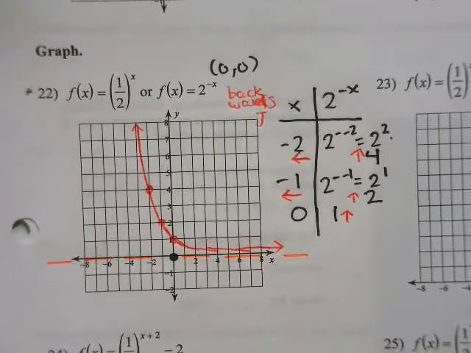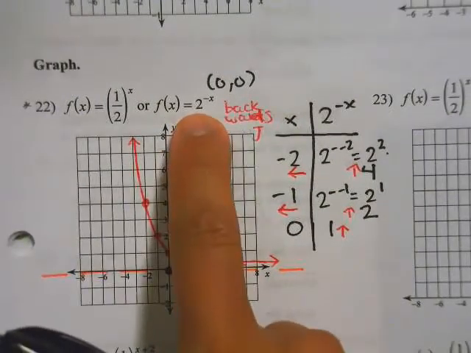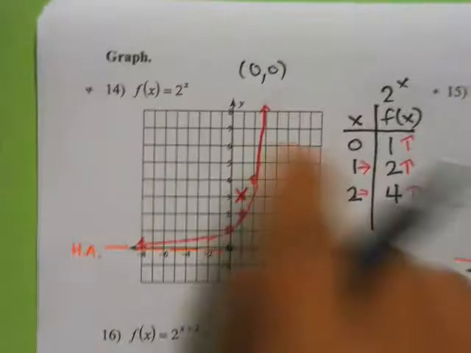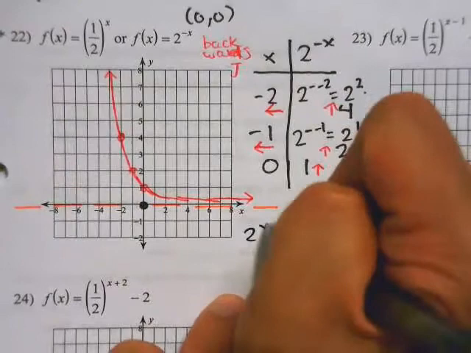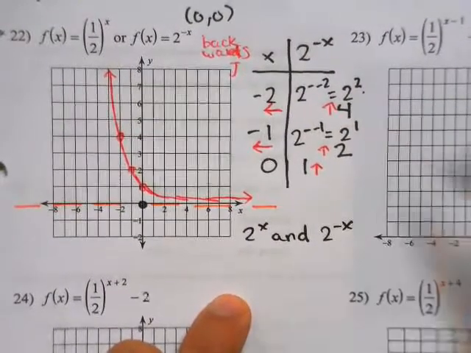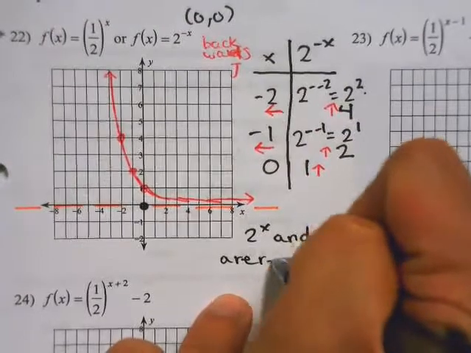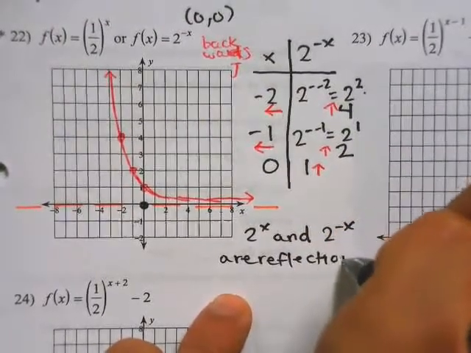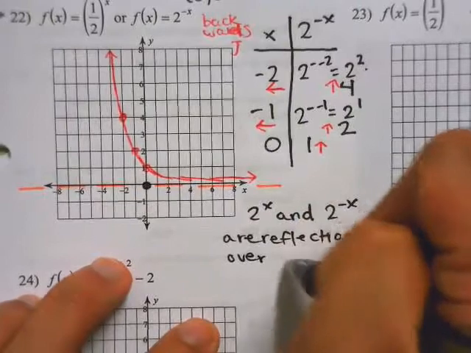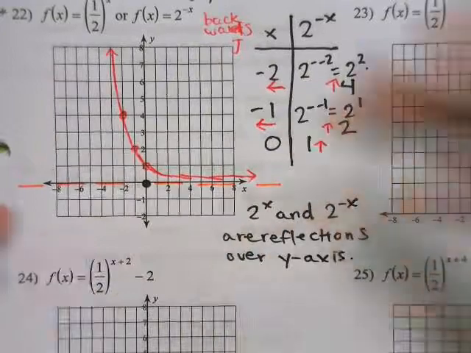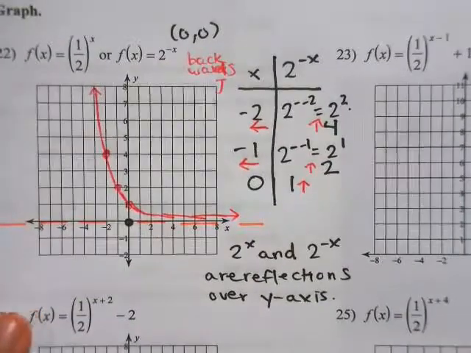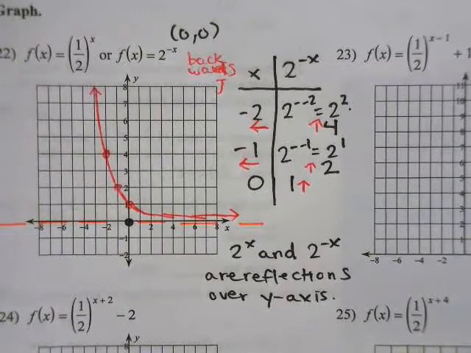I think we can make some sort of conclusion comparing 2 to the -x and also 2 to the x. I'm going to ask you guys on the later numbers to actually graph them together and see what's happening, but I'll just give you the answer over here. 2 to the x and 2 to the -x are reflections over the y-axis. So this y-axis will be your reflection line, and they'll just be mirror reflections of each other.